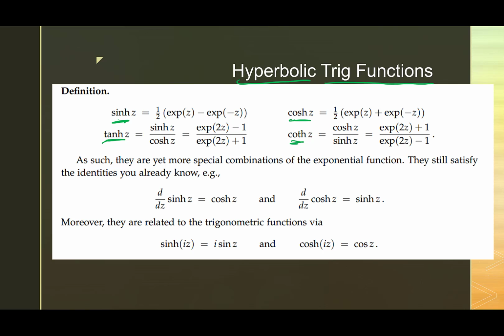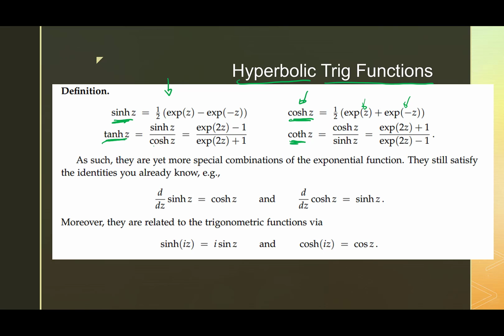But in any case, the hyperbolic trig functions can be defined as follows, and like they are in the real sense, they're defined in terms of the exponential functions. So sine hyperbolic is 1 half times exp z minus exp of negative z, kind of close to sine, but a little bit different because we don't have i's floating around. Cosine hyperbolic is 1 half times exp z plus exp of minus z. Again, very similar to regular cosine, except we don't have i's floating inside our exponential functions. Tangent hyperbolic is sine hyperbolic over cosine hyperbolic, and cotangent is cosine over sine.